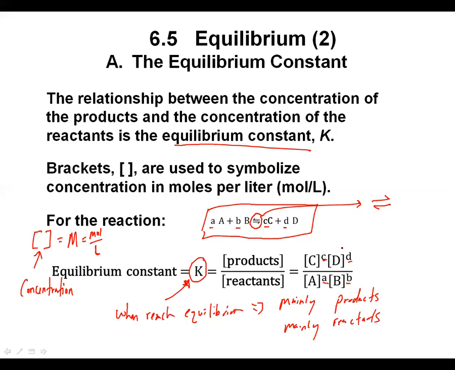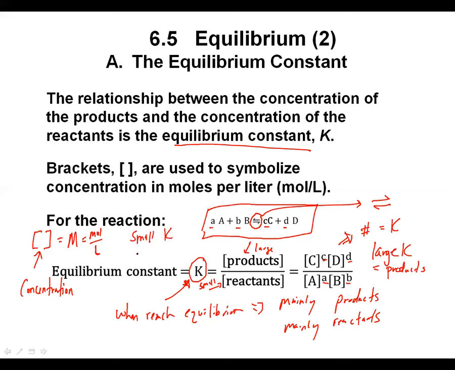So when we do calculate this, and I don't know if we're going to do too many calculations that involve this, it's just a number, K. K is typically just a number that you get. There's usually no units associated with K. You do the products over the reactants, the concentrations, and it gives you this number. If we have a relatively large value for K, that means we would have mainly products when we reach equilibrium. That's because a large value on top divided by a small value on the bottom would give us a large value for K.